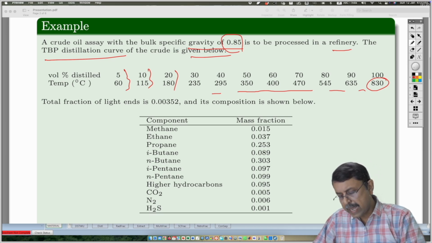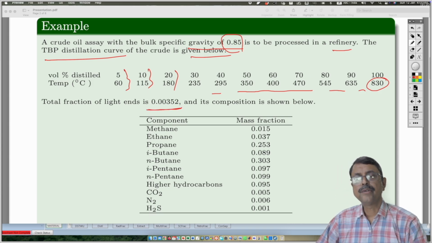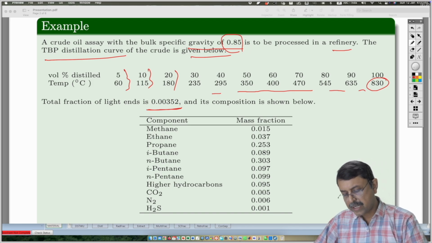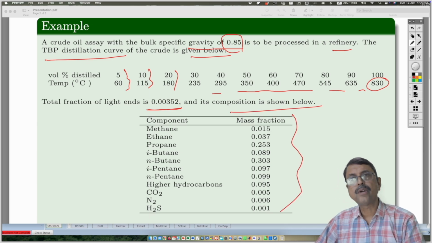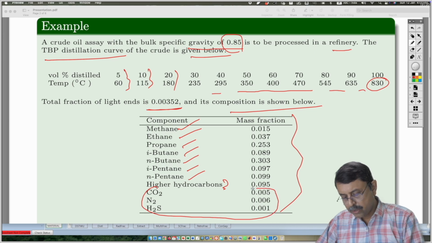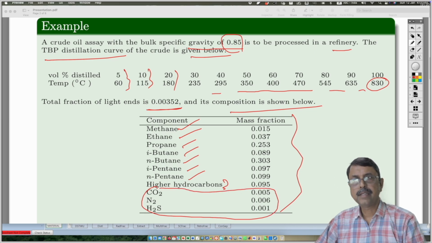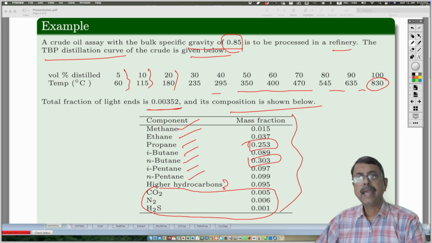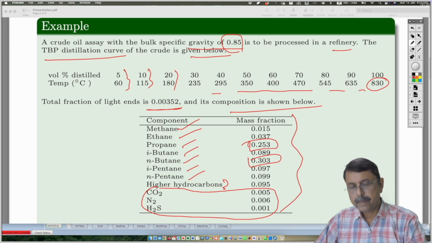The total fraction of light ends is 0.00352. So that is the light end fraction that goes at the top. Okay. So that is the light end fraction, and its composition is also given. What are those compositions? We have methane, ethane, propane, isobutane, N-butane, isopentane, N-pentane, and also some higher hydrocarbons. And there will be negligible amount of CO2, N2, and H2S. So they are the components in the light ends. Okay. But you will find the majority of the components are propane and N-butane. N-butane almost 1/3 and propane is 1/4. Okay, rest of the things are there.